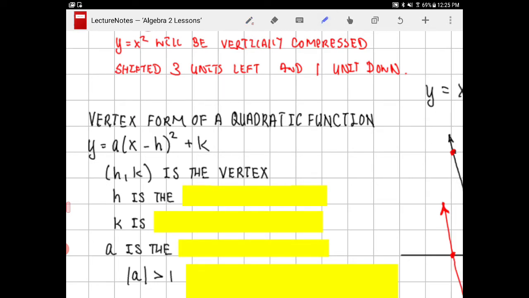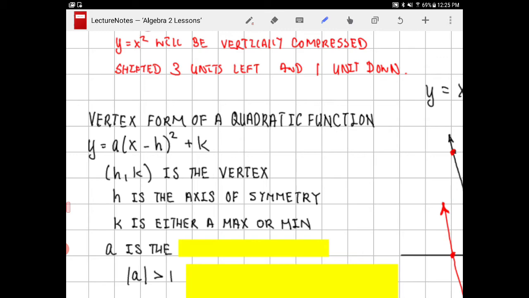So, another way of thinking about it, yes, h is the x-coordinate of the vertex, but it also happens to be the axis of symmetry. Think about that. When we talk about axis of symmetry, it's the x value of that vertical line, right? All the x values on that vertical line are going to be the same. So h, therefore, is in fact the axis of symmetry. And what exactly is the k value then? k is the y-coordinate of the vertex. That's true. However, it could be the max or the min of the parabola.